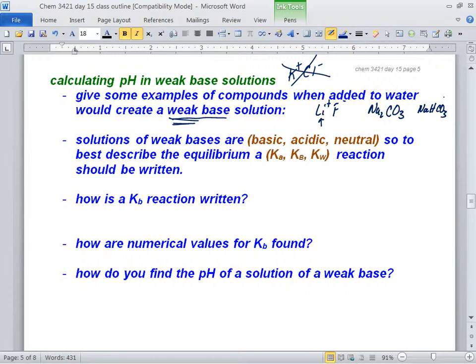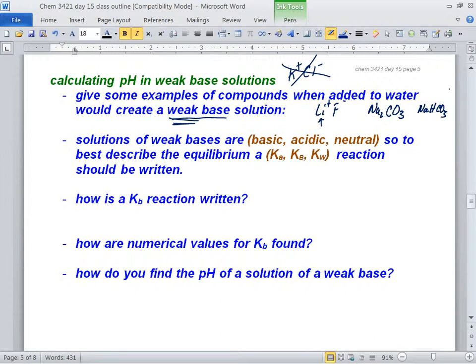Combine sodium with phosphate, right? Just not sulfate. Or sulfite, SO3, nitrite. All those polyatomic anions that you had to memorize for Gen Chem. There's a lot of weak bases.